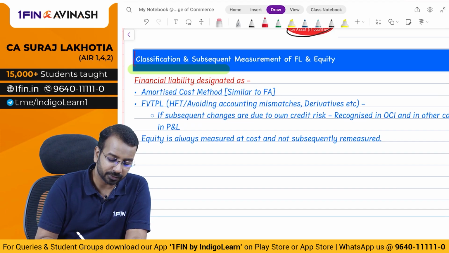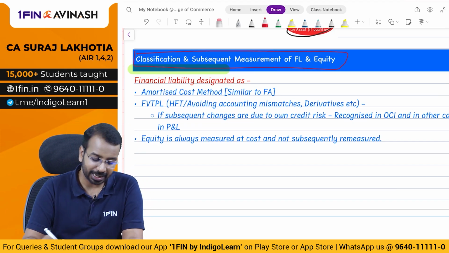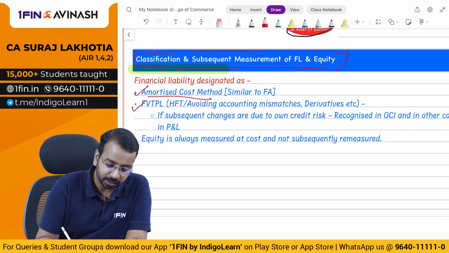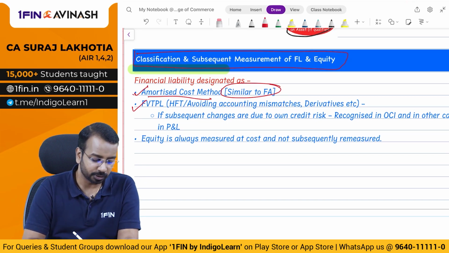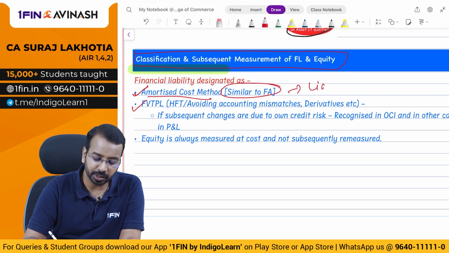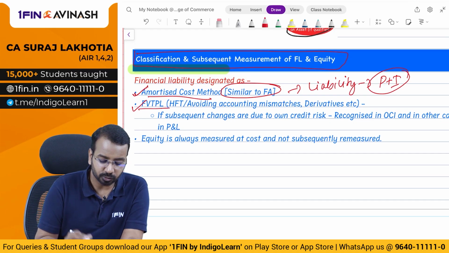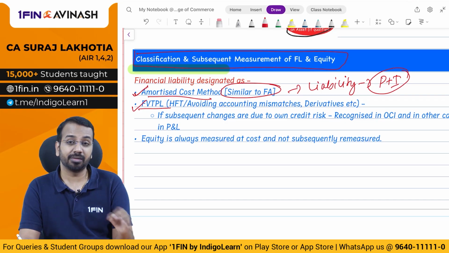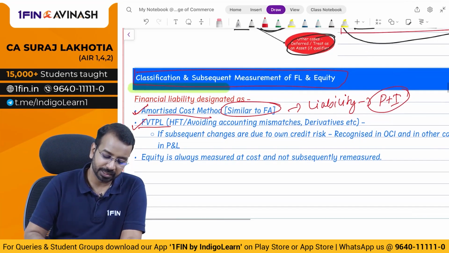Now we will move on to classification and measurement of financial liability. As far as financial liabilities are concerned, either we will follow the amortized cost method or fair value through P&L. For the amortized cost method, similar to the way we have accounted for financial assets, the same logic will apply. This will be largely for liabilities having principal and interest portion only. Rest all will be measured at fair value through P&L. If it is held for trading, for avoiding accounting mismatches, for derivatives, all the categories will go as fair value through P&L only. Okay, simple thing.